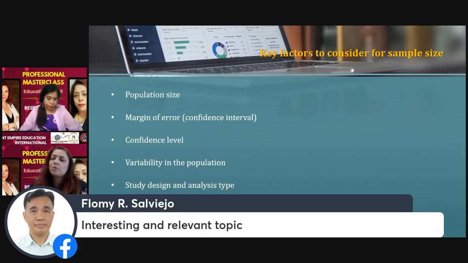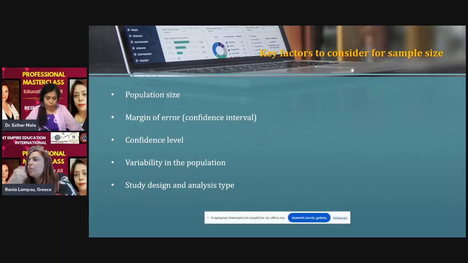The margin of error, what we call the confidence interval. This is how much error you are willing to accept. Smaller margins of error require a larger sample size. For example, a 3% margin of error needs a bigger sample than 5%. The confidence level. This reflects how sure you want to be about your results. Commonly, this is 90%, 95%, 99%. Higher confidence levels require larger samples.